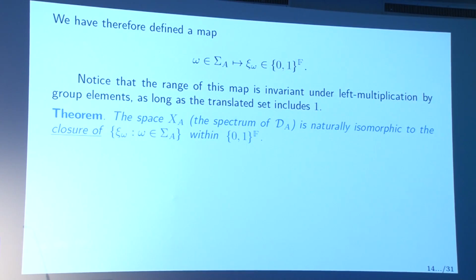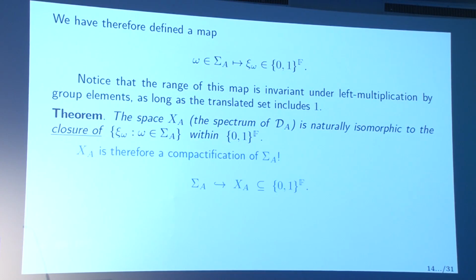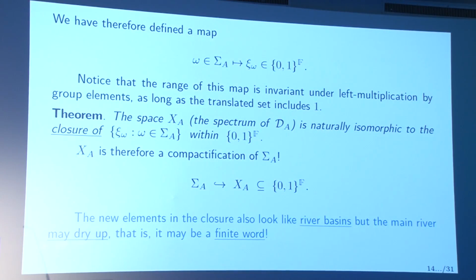So the theorem that we have in this 1999 paper is that the spectrum of the algebra, the dA, is naturally isomorphic to the closure of that space sigma A within the compact space 0, 1 to the F. So XA is a sort of a compactification of sigma A in the sense that sigma is a dense set according to this map. And so it's very interesting to analyze how the new elements, the elements that show up in the closure, look.